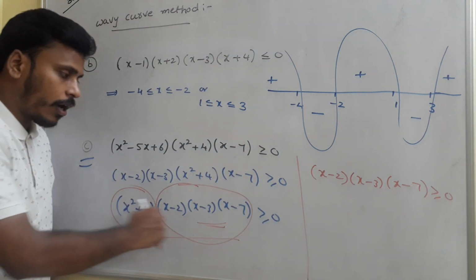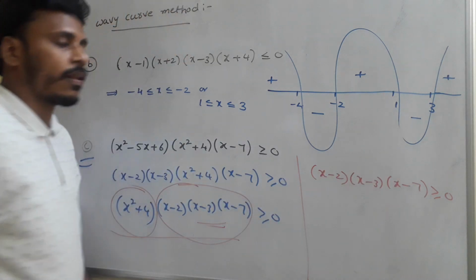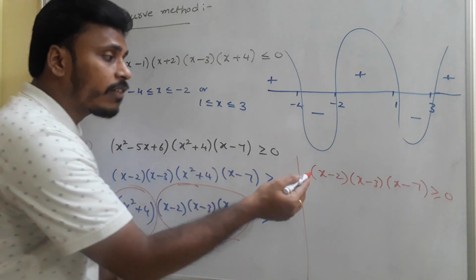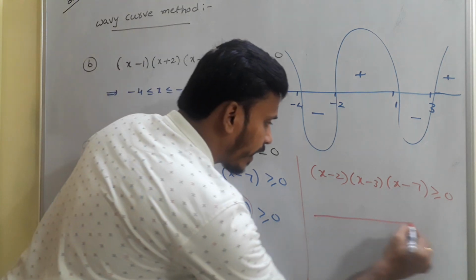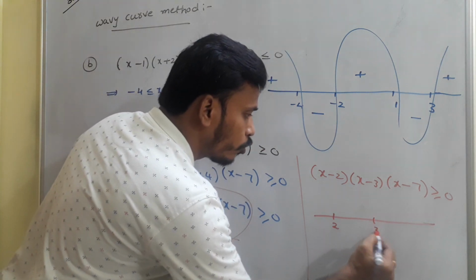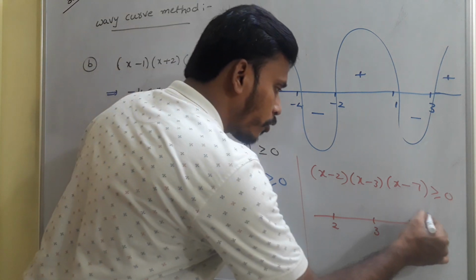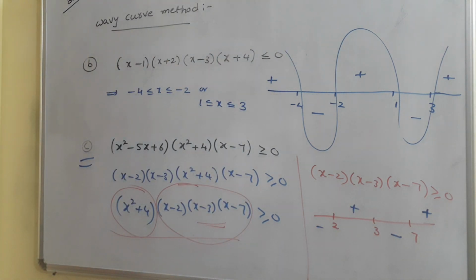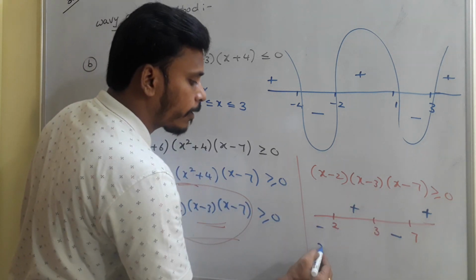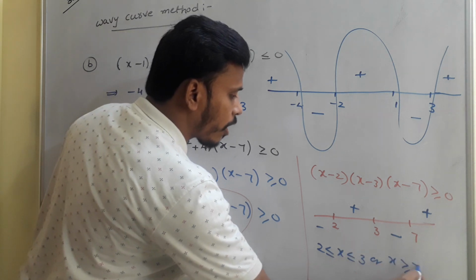Okay, so this polynomial greater than or equal to 0 is nothing but the reduced polynomial greater than or equal to 0. And to find the values of x from there, what are the zeros? 2, 3 and 7 are the zeros. Again take the x-axis, mark the points 2, 3, 7. As a general discussion, on the right side it is positive, then negative, then positive, then negative. Our intention is to find the values of x whenever this polynomial is positive, which is 2 less than or equal to x less than or equal to 3, or x greater than or equal to 7.